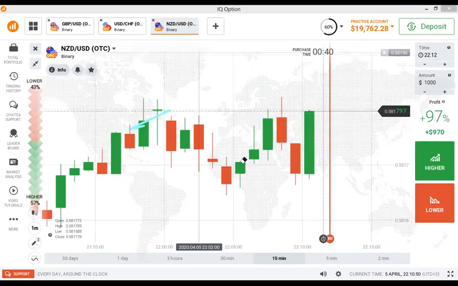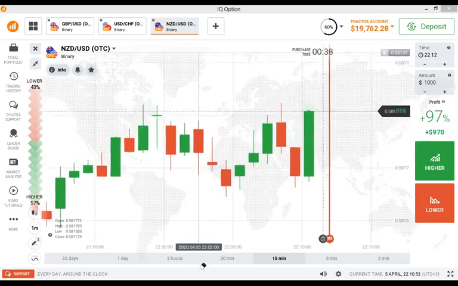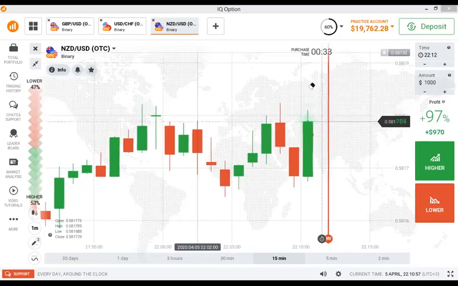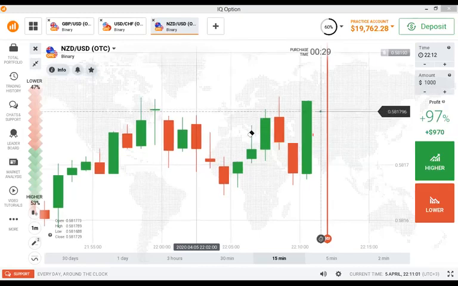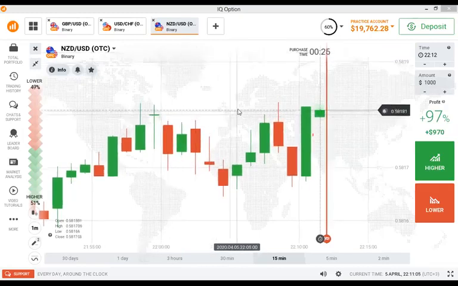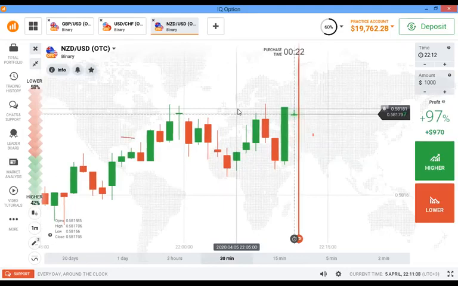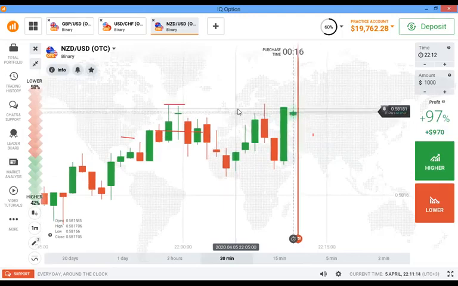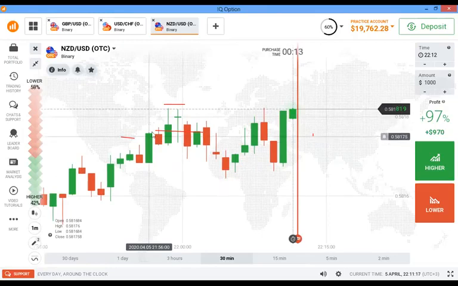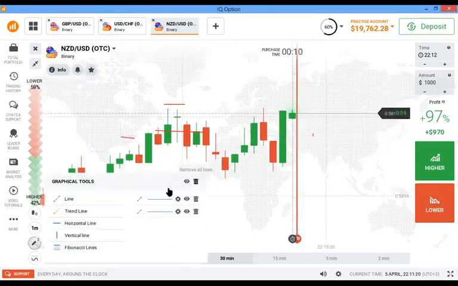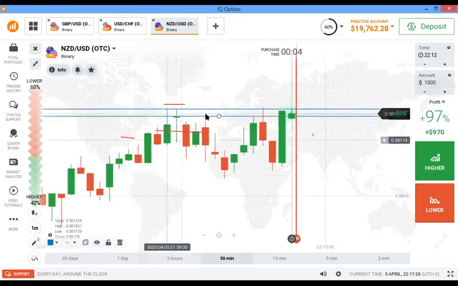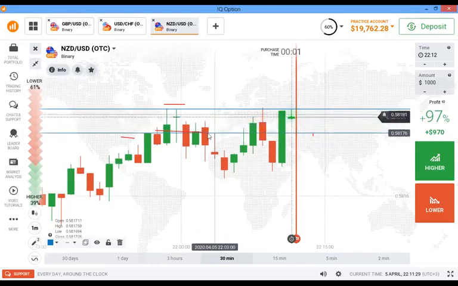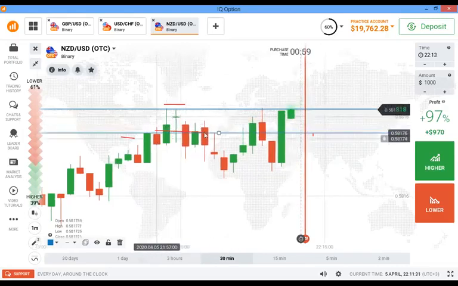Teacher, could I attempt to draw the area here for the seller's entry? Will I be right to draw from here? From this candle? Yes. To here? Yes, that is seller's area. Okay. From here to here, seller's area.